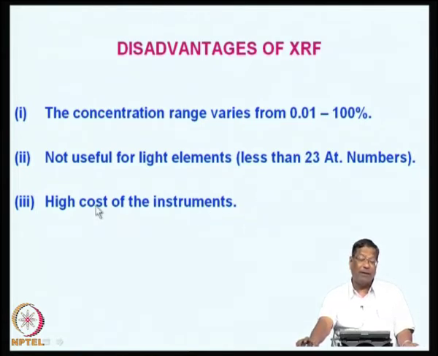And the third disadvantage is the high cost of the instruments. Therefore, only when there are repetitive requirements and multiple element analysis is required, you should go for XRF. That should be the natural choice, and the concentration also should be very high. So, this completes our discussion on X-ray fluorescence, and now we will switch on to atomic absorption spectrometry.